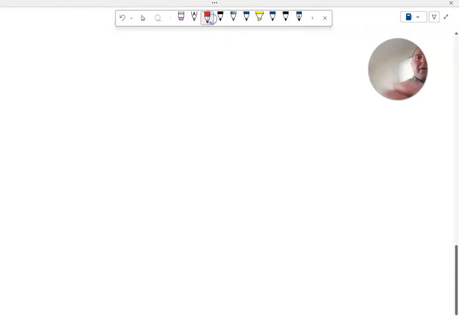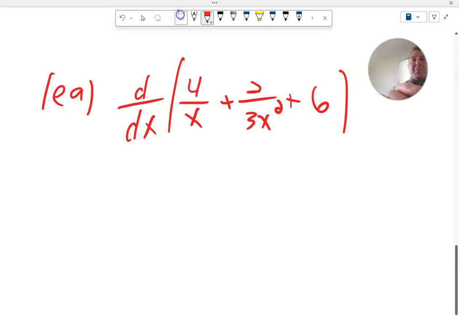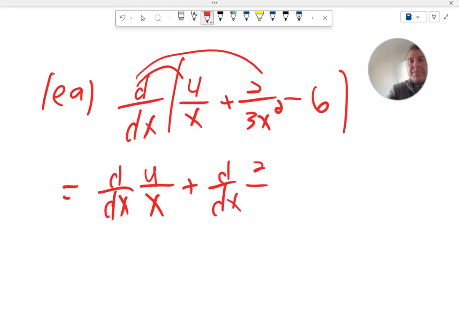I might say, all right, well, what would the derivative of, let's say, 4 over x plus 2 over 3x squared plus 6 be? Okay, let's spice it up. Let's make that a minus. Get a little crazy. Okay, so in my head, I'm thinking, I'm going to derive the 4 over x using the sum difference rule, plus I'm going to derive 2 over 3x squared with respect to x, and I'm going to derive 6 with respect to x. That's a sum difference rule.